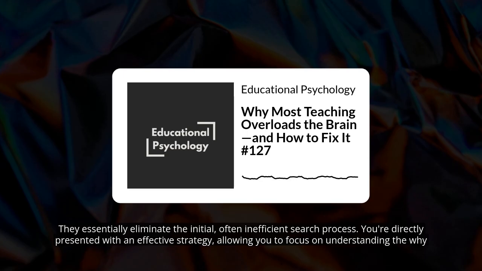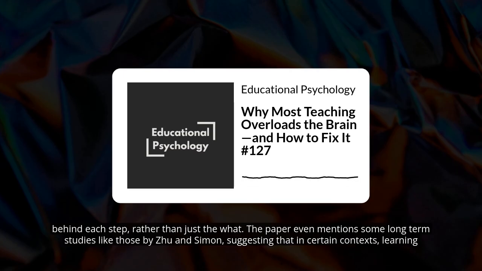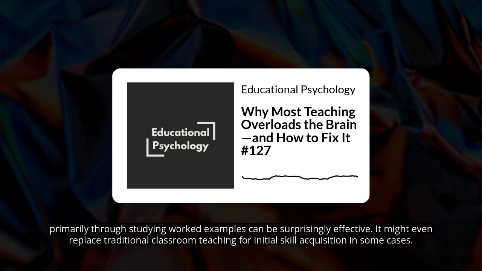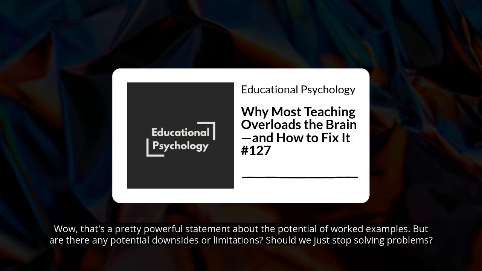You're directly presented with an effective strategy, allowing you to focus on understanding the why behind each step rather than just the what. The paper even mentions some long-term studies, like those by Zhu and Simon, suggesting that in certain contexts, learning primarily through studying worked examples can be surprisingly effective. It might even replace traditional classroom teaching for initial skill acquisition in some cases. Wow, that's a pretty powerful statement about the potential of worked examples.